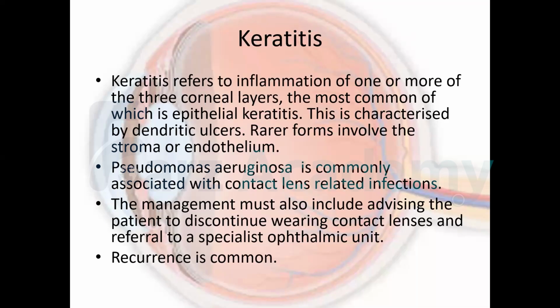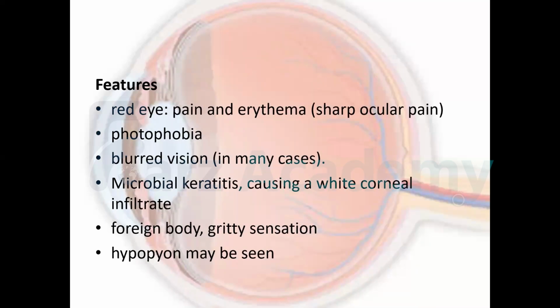So how do you manage patients with corneal ulceration or inflammation of the cornea? It includes advising patients to discontinue wearing contact lenses until the condition is fully treated. They have to be referred to specialized ophthalmology units to get appropriate treatment at the right time, because if corneal ulceration or keratitis is left untreated, it can lead to corneal opacity, leading to permanent blindness. Coming to the features, there is usually severe pain and erythema.